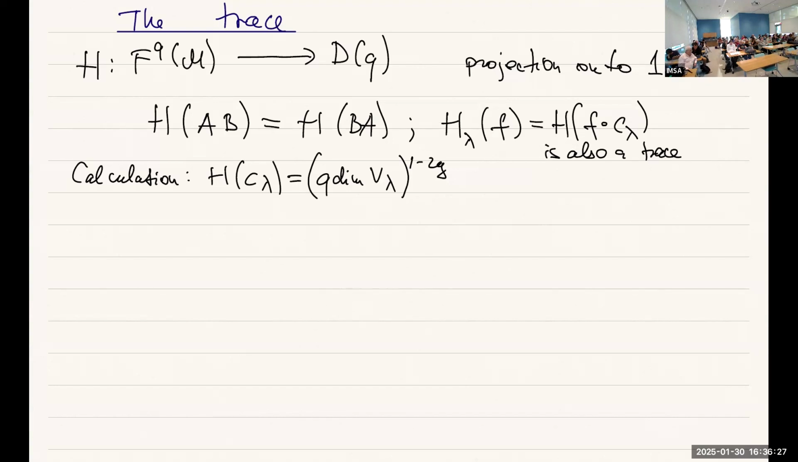Anyway, you have to just believe me, I will not be able to explain this now, but in any case, if you make the correct calculation, this is just some completely elementary thing, you get that h of c lambda is q to the b lambda times 1 minus 2g.